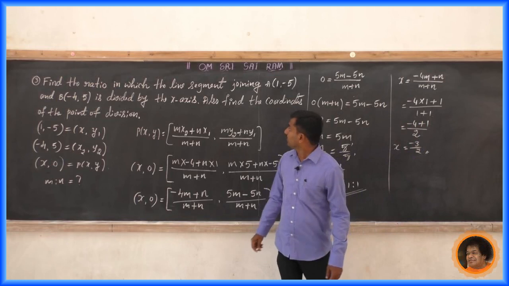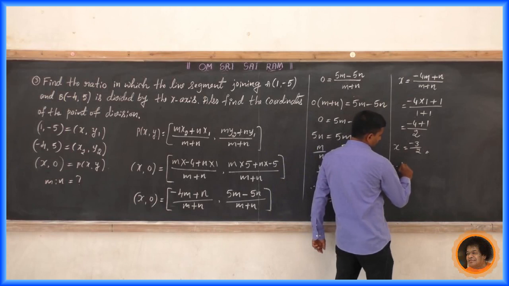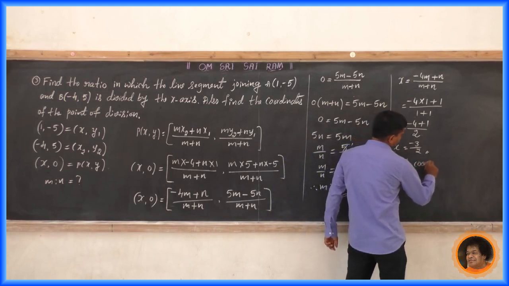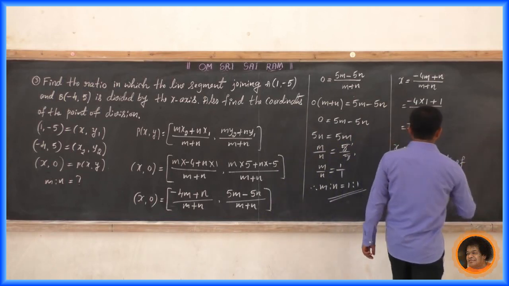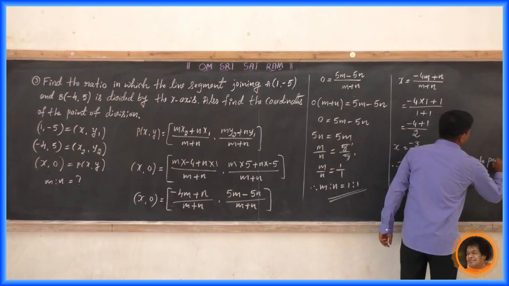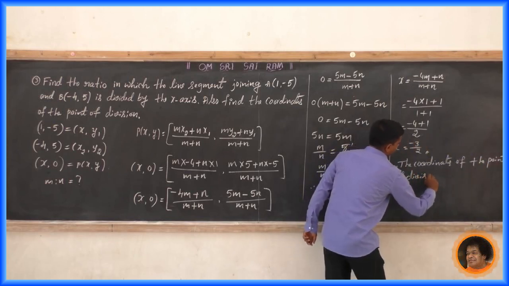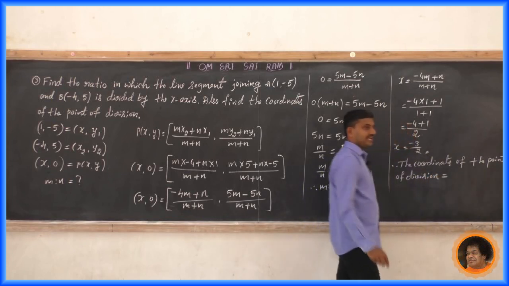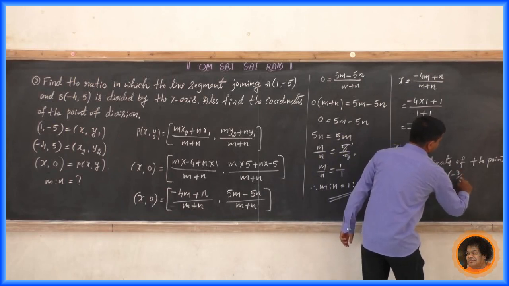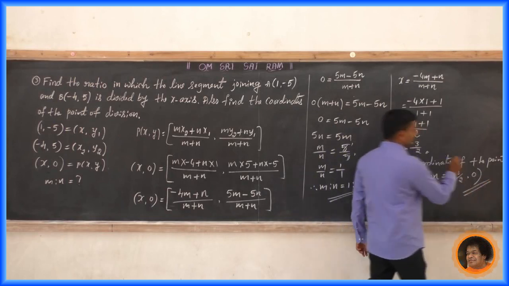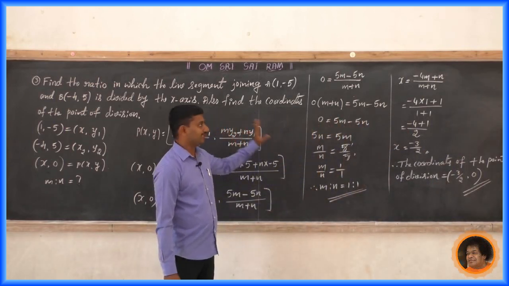So what is the question given? Find the coordinates of the point of division. Therefore, the point of division on the x-axis is of the form x comma 0. So what is the value of x? x is minus 3 by 2 comma 0. So this is the point of division. The value of the point of division is minus 3 by 2 comma 0. So I think it is clear.